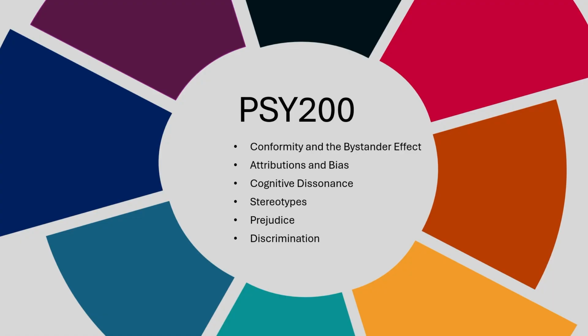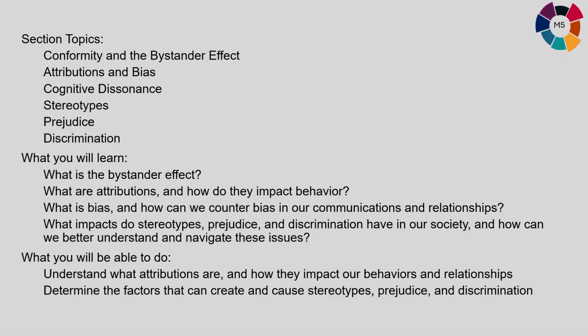Today we're going to talk about conformity and the bystander effect, attributions and bias, cognitive dissonance, stereotypes, prejudice, and discrimination. Today you will learn about the bystander effect, what attributions are and how they impact behavior, what bias is and how we can counter bias in our communications and relationships, and what impacts stereotypes, prejudice, and discrimination have in our society, and how we can better understand and navigate these issues.